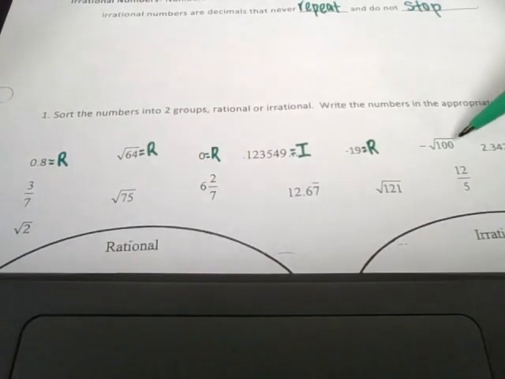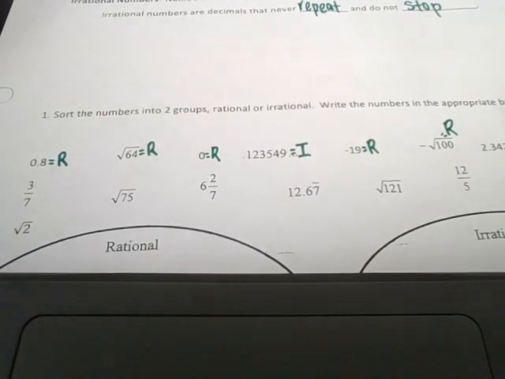Next one is negative square root of 100. Again, square root of 100 means what number times itself will give you 100? Hopefully you guys are saying 10 because 10 times 10 is 100. Put a negative before it, so it's negative 10. So would that be rational or irrational? Hopefully you guys are saying rational there.